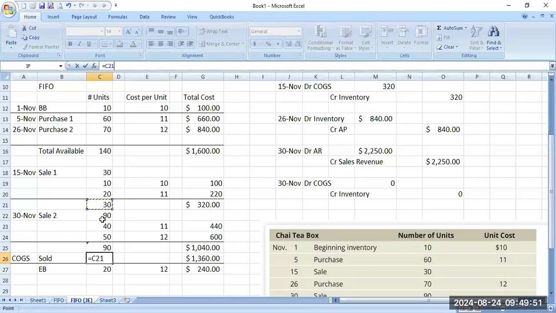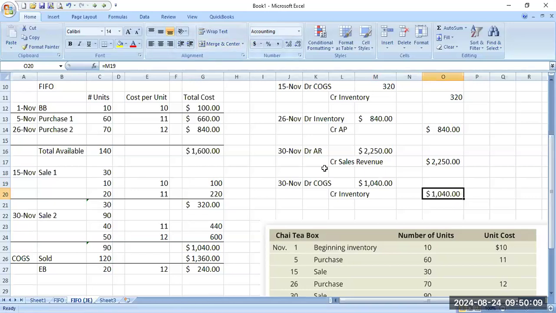sell 30 plus 90, and we're selling only 120 units. So my cost of goods sold here will be equal to $1,040, and my inventory is going to go down $1,040. Once I do that, my ending inventory will have a balance of 20 units with the cost from the last purchase, or $240.